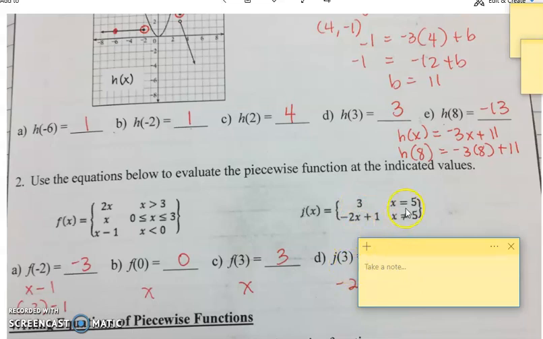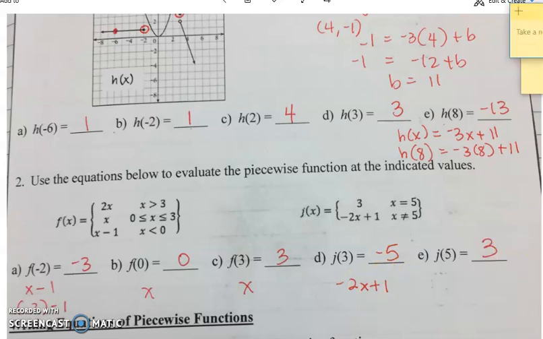Since 3 is not equal to 5, I'm going to use this bottom one, and I'm going to plug in the number -3. I'm sorry, positive 3, sorry. So when I do that, positive 3 times -2 is -6, plus 1 is -5. So my value for j of 3 is -5.